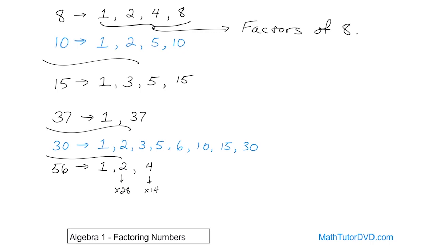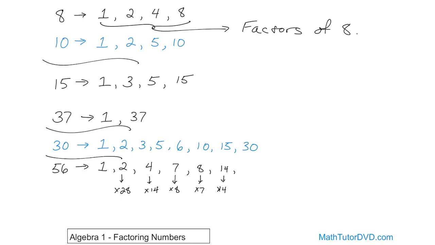figure these out quickly. 5 and 6 are not factors. They don't divide in. But 7 is a factor because 7 can be multiplied by 8 to give you 56. 8 is a factor because you can multiply that by 7 to give you 56. And then you crank up 9, 10, 11, 12, 13. None of those can divide evenly. But the number 14 can, and 14 times 4 gives you 56.